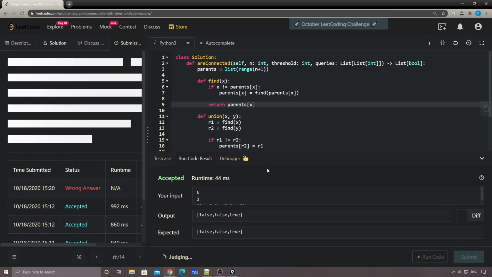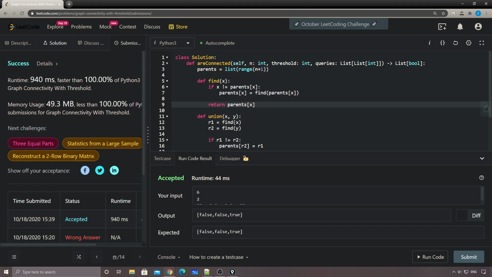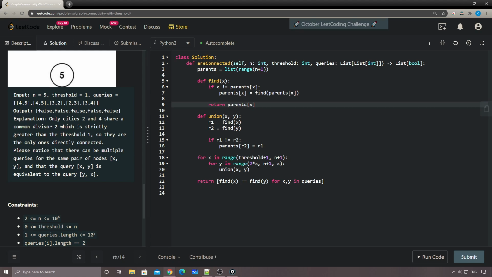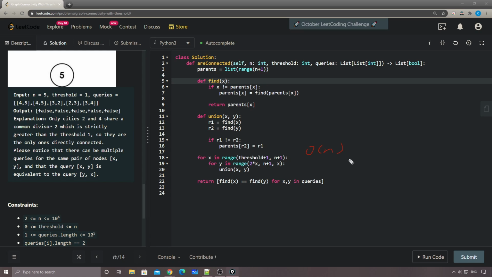Okay, so accepted, submit. Cool. So it passed. All right. Pretty straightforward, right? The time complexity: since the union and find are all O(1), we have an O(n) here, and here we also have this is also O(n), I think. So basically we have an O(n squared) time complexity. And the space complexity is the parent, so the space is O(n), right?